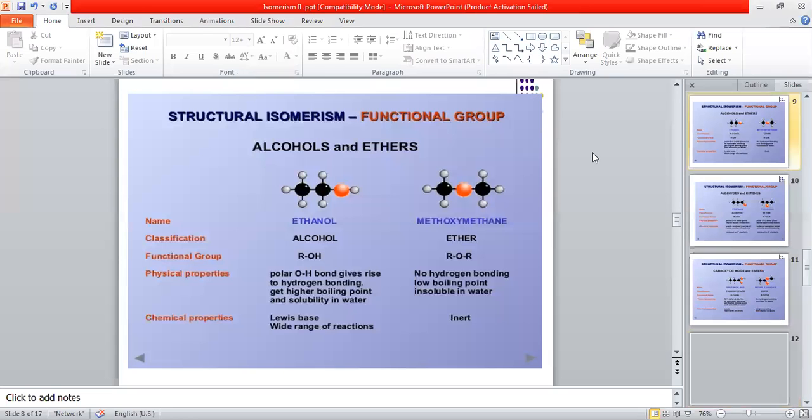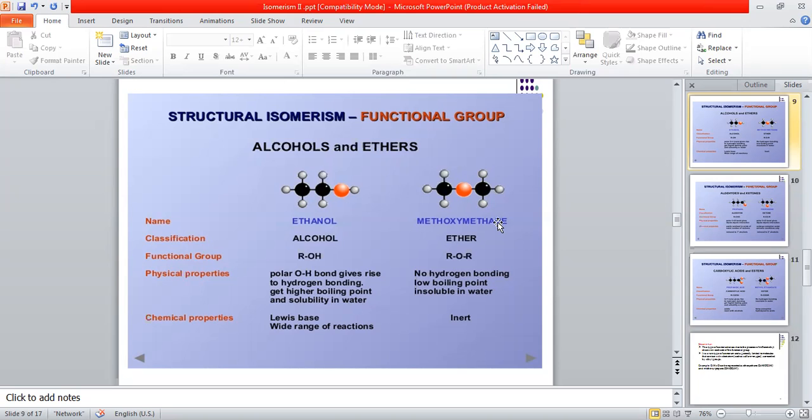Let's take another look here. Here you can see this one is an example between the alcohol and ethers. This black ball indicates a carbon atom. This orange ball indicates oxygen. And these white balls indicate hydrogen only. So this one is the formula of ethanol, CH3CH2OH, ethanol. And this one is CH3OCH3, ether.